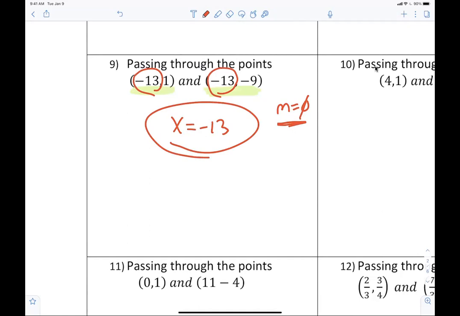So anytime you're looking at the 2 points and you notice the x's are equal or the y's are equal, you should just say, well, that's the easy one.